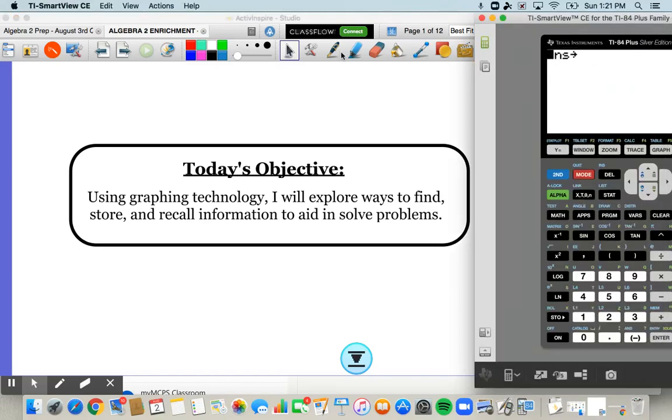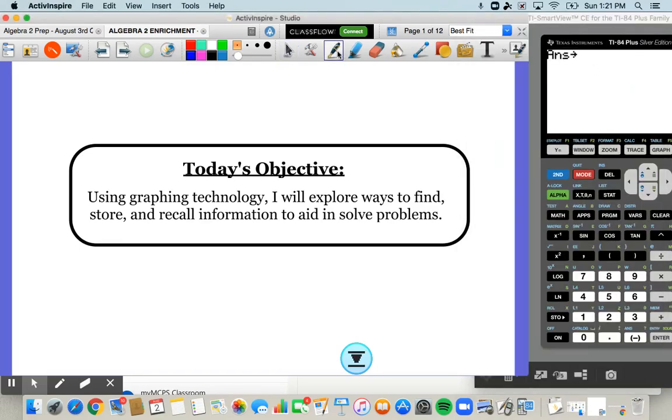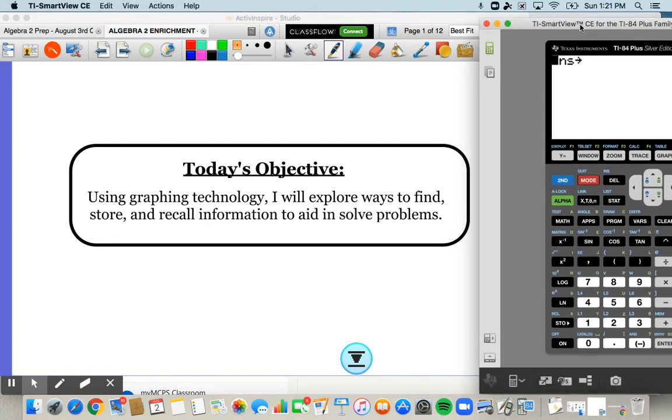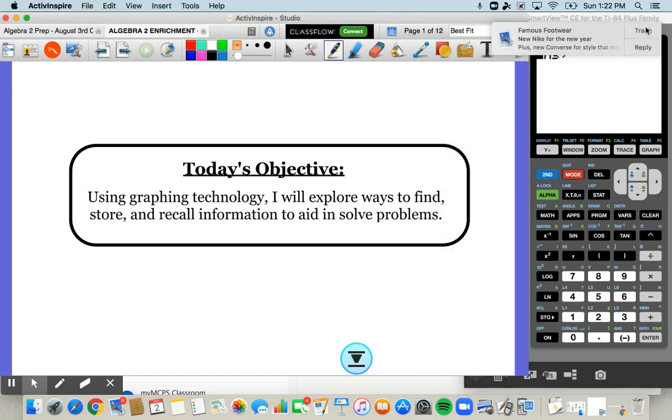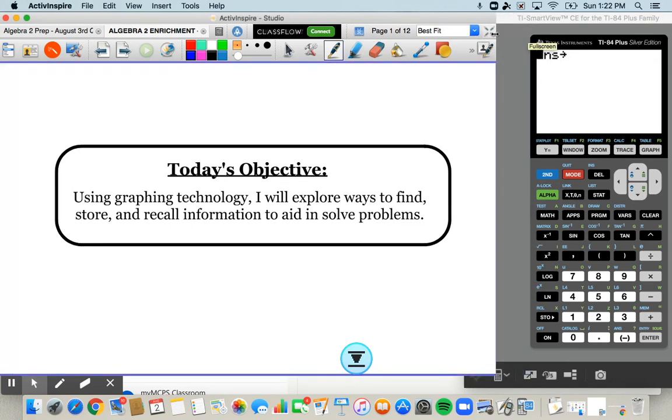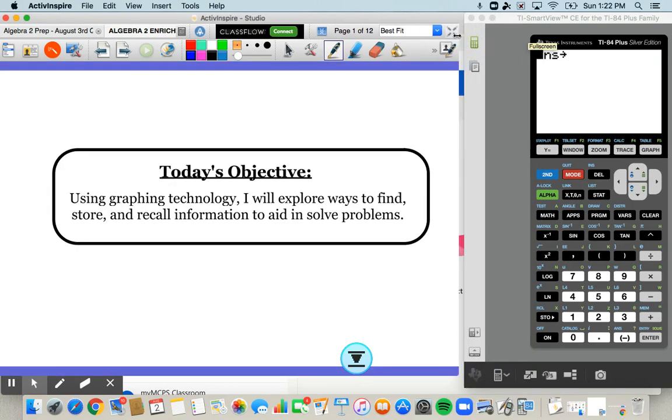Hello there, guys. The purpose of this video and this lesson is to go through different features of your graphing calculator. I'm 100% not going to be doing every single feature, and some of them you had the opportunity to go through a little bit yesterday when we focused on quadratics. So this is going to be other things you can do with your graphing calculator.